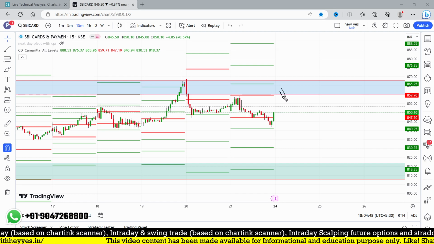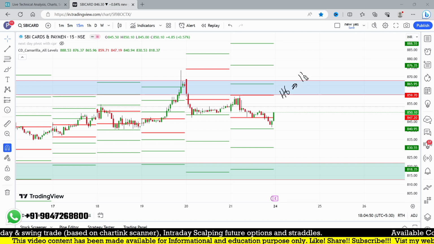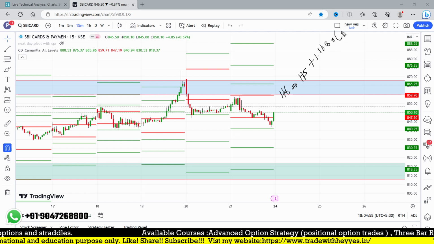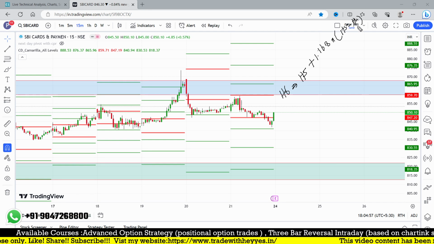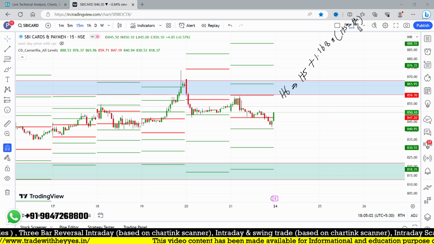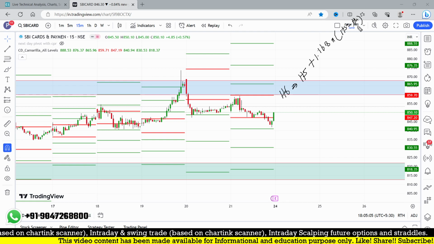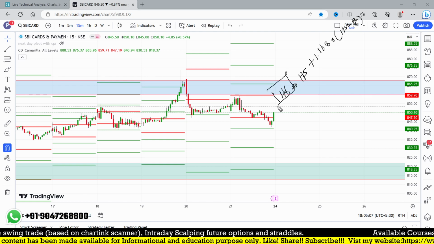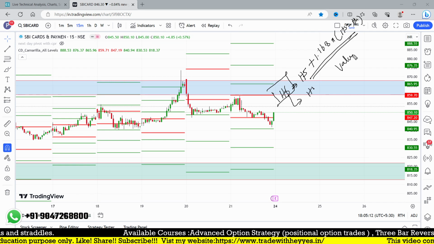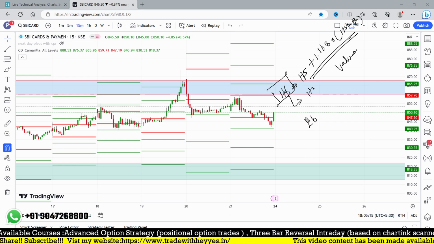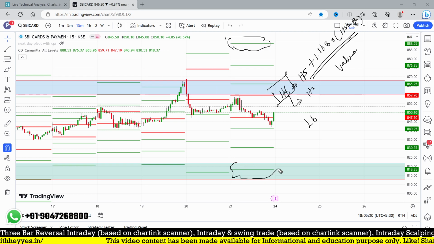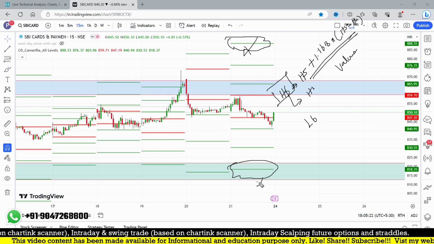The formula for H6, which we already discussed, is H5 plus 1.168 multiplied by (Hy minus H4). This is the formula for H6. Without creating H6, we can't create L6. Why? Because we derive the L6 level from the H6 value. After getting this value, we can create L6. After completing this level, we can derive that level; without this level, it's not possible.